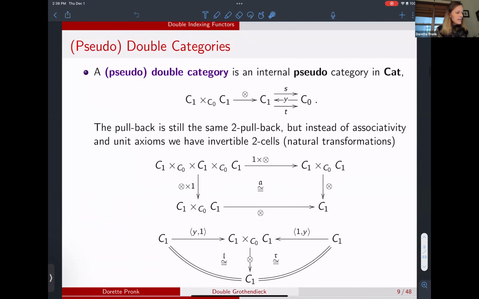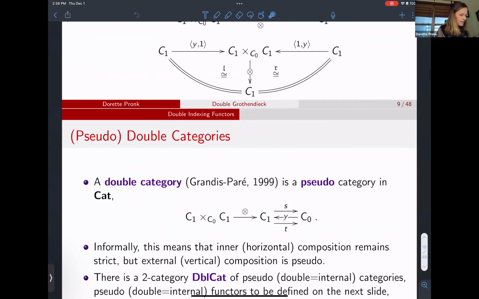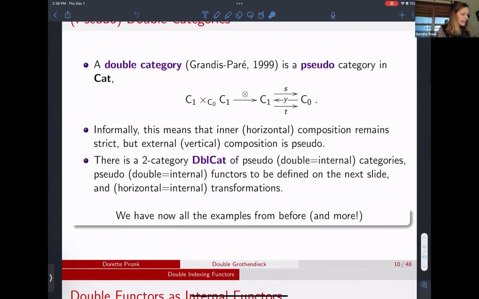So in those last examples, we need pseudo double categories, and at least for half of this talk, we will work with pseudo. The other half of the talk we're doing with strict for the moment, although I think that it can all be extended to pseudo, but we haven't done it. Pseudo double category, we just take the diagram with the two cells in there. Because Cat is in 2-categories, we can do that.